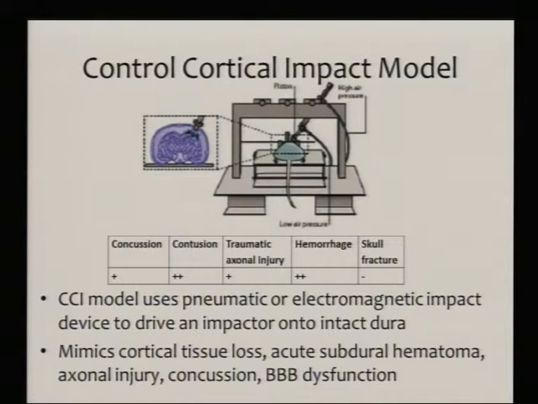In this case also craniectomy can be done. So this is a very comfortable and easy model where we can control the depth and other mechanical factors to control the severity of the injury.